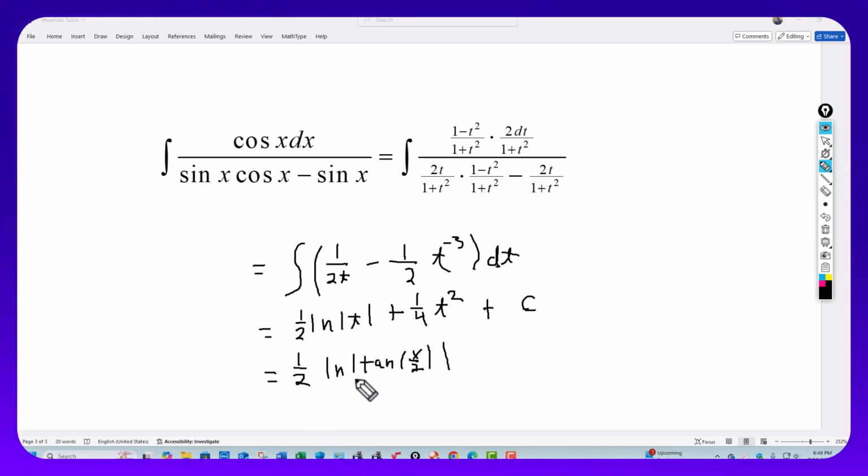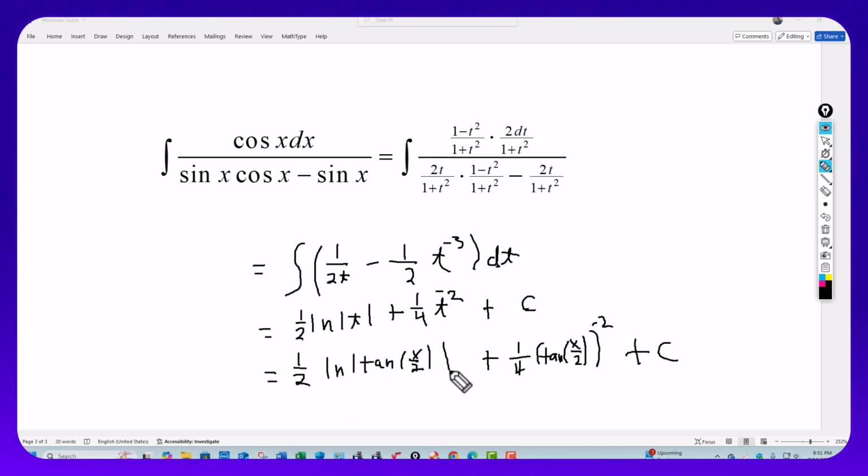1/2 natural log of tangent of x over 2 plus 1/4. This was the negative 3 here. We add 1 to get negative 2 and divide. And this was the negative 2 here. So 1/4 t to the negative 2, but t is tangent of x over 2. Now you can use identities for tangent of x over 2 if you want to rewrite this in a different form. But why would you? I would just leave it this way.